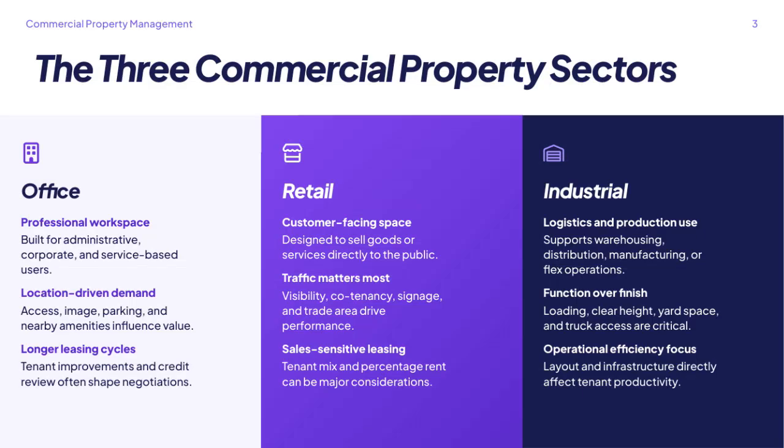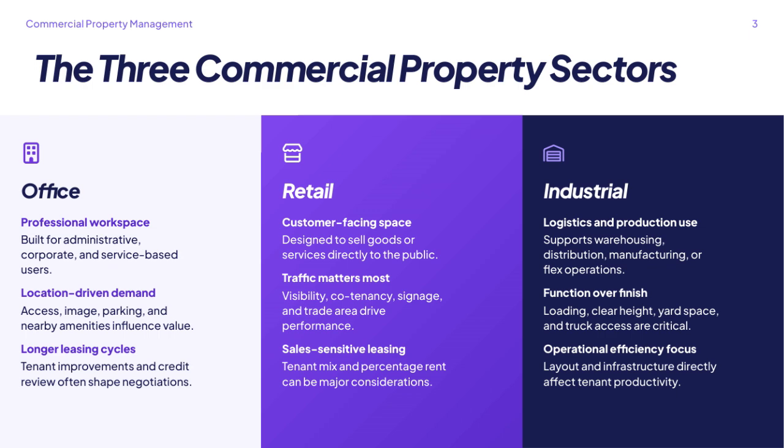When we look at commercial property, it generally falls into three main sectors: office, retail, and industrial. Starting with office spaces, these are built primarily for administrative, corporate, and service-based users. They serve as professional workspaces where factors like access, parking, and nearby amenities play a big role in determining value. Location truly drives demand here, and leasing negotiations often revolve around tenant improvements and the creditworthiness of the tenant. Additionally, office leases tend to have longer cycles compared to other property types.